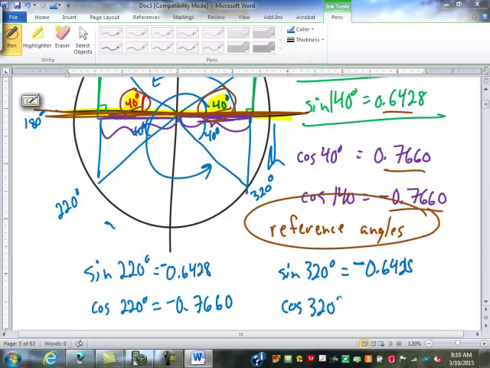Can anybody tell me the cosine of 320? Positive or negative? This is positive. It's on the positive side now for the cosine.